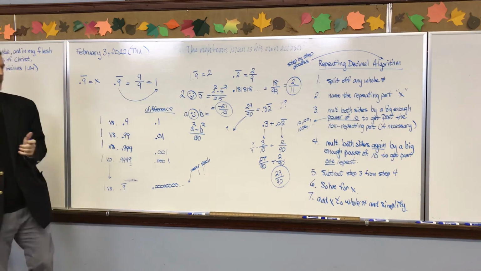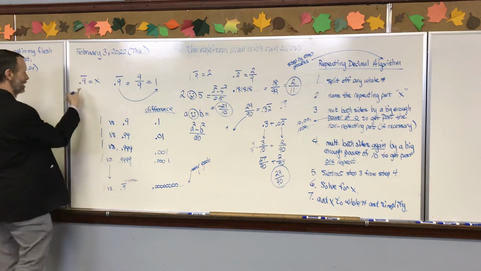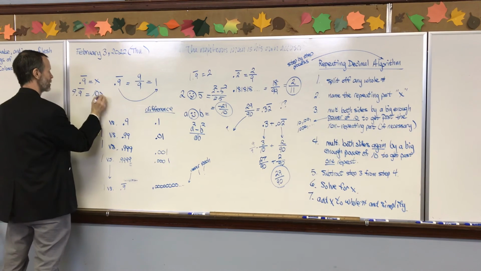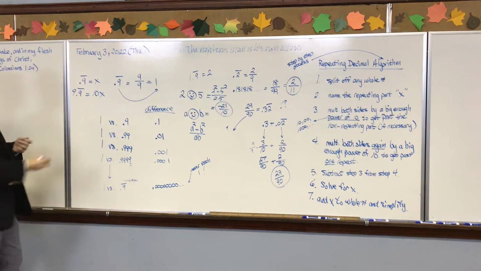Multiply by a big enough power of 10 to get past 1 repeat. Looks like 10 would work. So 9.9 repeating is equal to 10x. Now subtract.